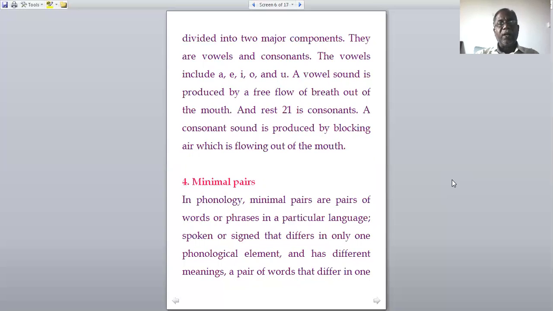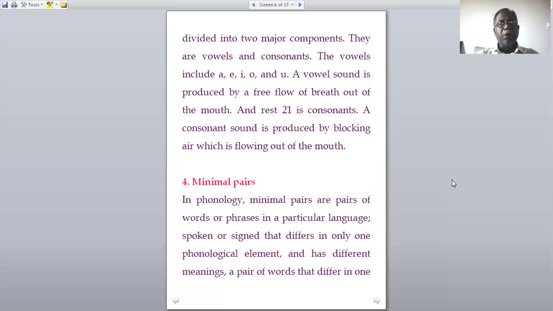And the rest, there are 26 letters, and leaving these 5, 21 consonants are there. A consonant sound is produced by blocking air which is flowing out of the mouth. When you say P, see, something is blocking. When you say A, there is no block. Whereas when you say P or B, see, there is a block. This is the difference between vowel and consonant.